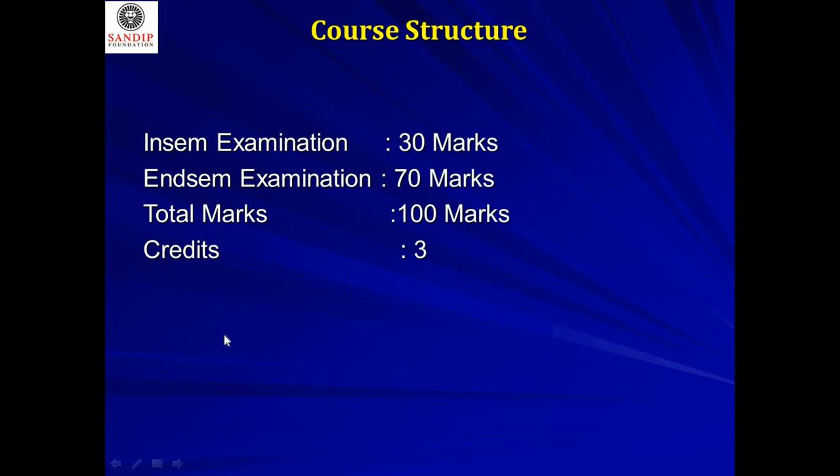The course structure of the course VLSI Design and Technology consists of two examinations, in semester examination and end semester examination. In semester examination is of 30 marks and end semester examination is of 70 marks. Hence total marks of this course is 100. Credit allocated to this subject is 3.